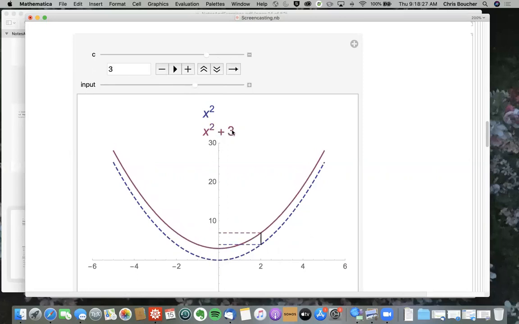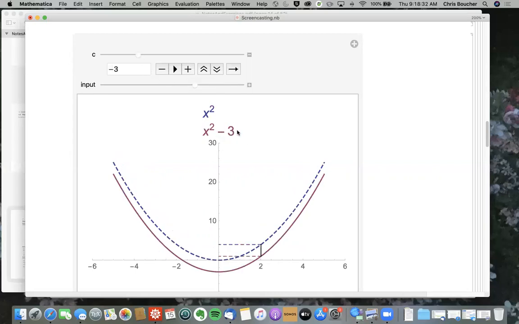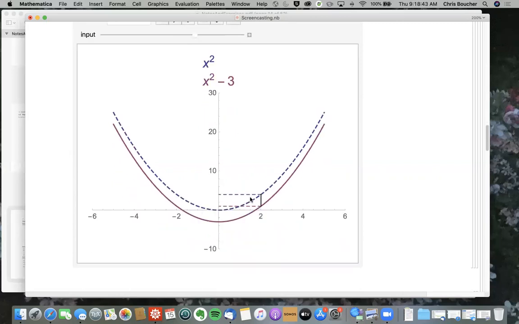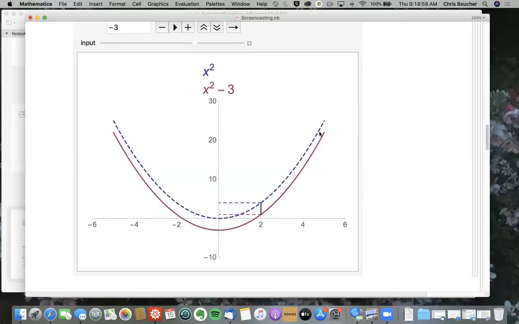I can also add a negative number. So that will look like subtraction, right? Say I do x squared minus 3. Minus 3, of course, is the same as plus negative 3. So this is in the same category. What happens now is I'm subtracting 3 from all of the outputs. So if I pick any point along the blue curve, like this one over here, the way I get to the purple curve is by taking 3 away from the output, which means I go down by 3 units. And the effect again is that the entire graph gets shifted vertically down, in this case, by 3 units.